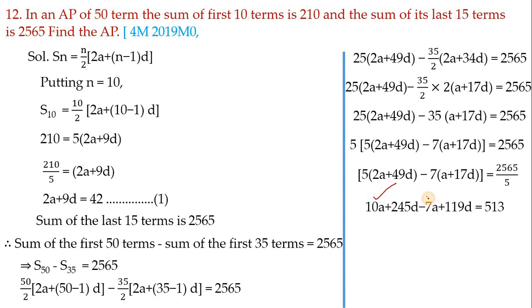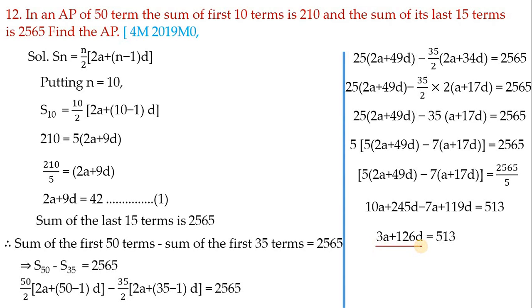These two are like terms. In 10a, if you subtract 7a, how much do we get? We get 3a. And in 245, if you add 119, no children, here you will get minus. See, minus into plus is minus, so you will get minus here, children. So minus 119, not a plus. So subtract this. In 245d, subtract 119d, so we get 126d. This.